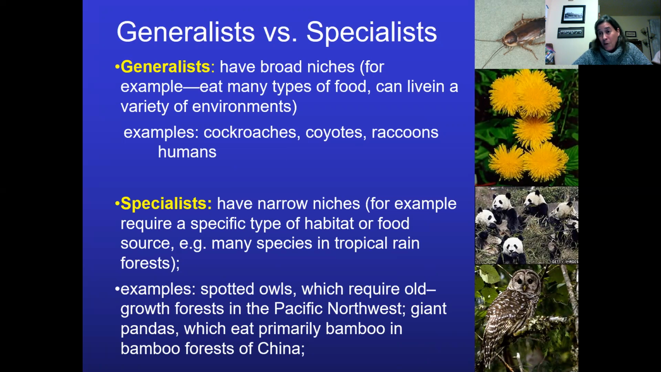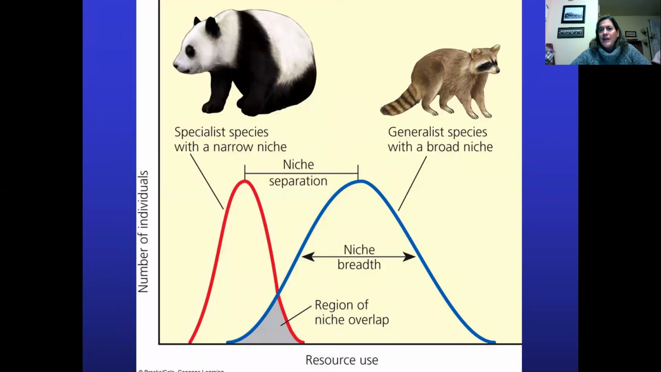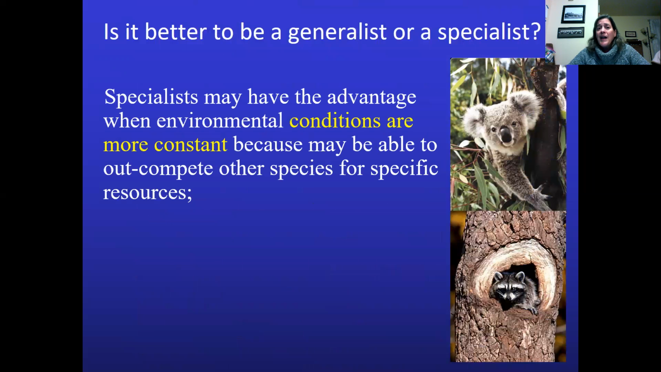Specialists include the spotted owl, which will only live in old growth forests, the American condor, which is very fussy, and the panda, which has to live in bamboo forests. So what are the pros and cons of these guys? And these just show that these niches will overlap with each other. What are the pros and cons? Specialists, if conditions are stable, can often outcompete the generalists because they're very good at what they do. They've evolved to live in that habitat and thrive.